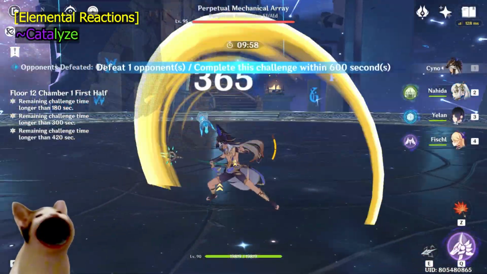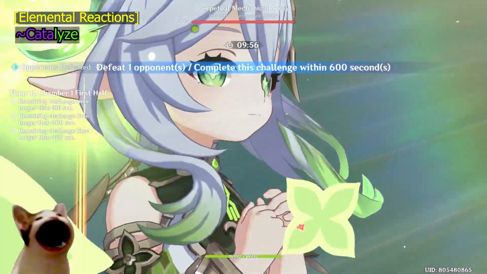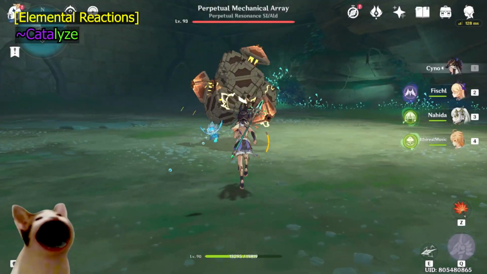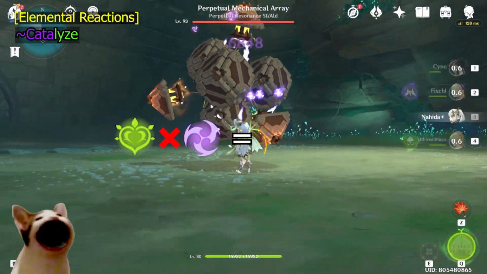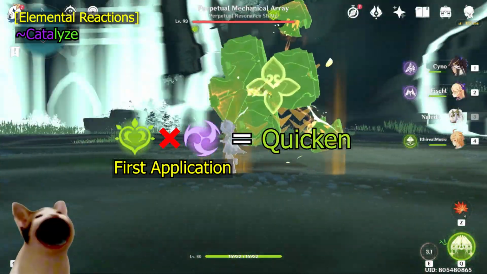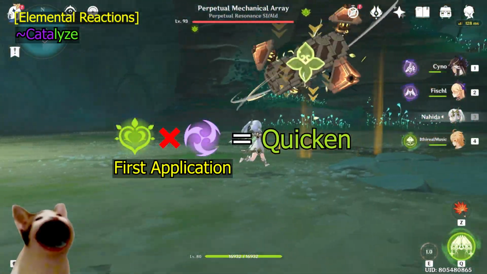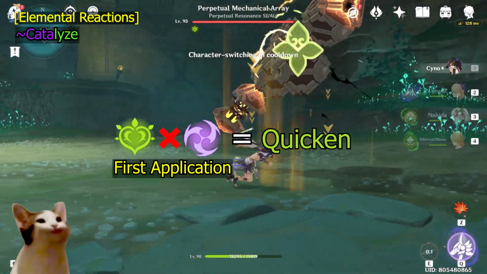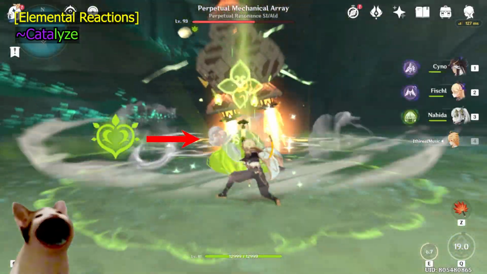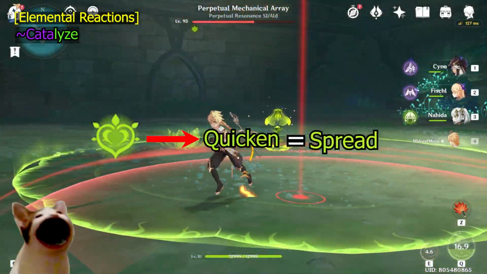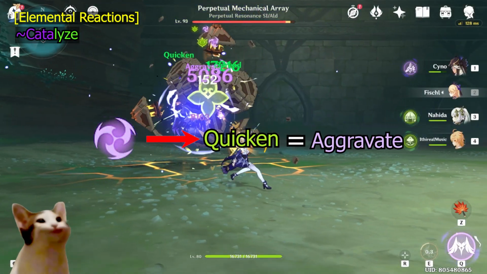Meanwhile, Catalyze is a group of 3 elemental reactions which involve Dendro and Electro. Quicken is triggered when Dendro and Electro is applied onto the target for the first time, where the Quicken aura will be applied on the enemy, and this aura will decay over time. Applying Dendro to an enemy affected by the Quicken aura will create Spread, while applying Electro will create Aggravate.